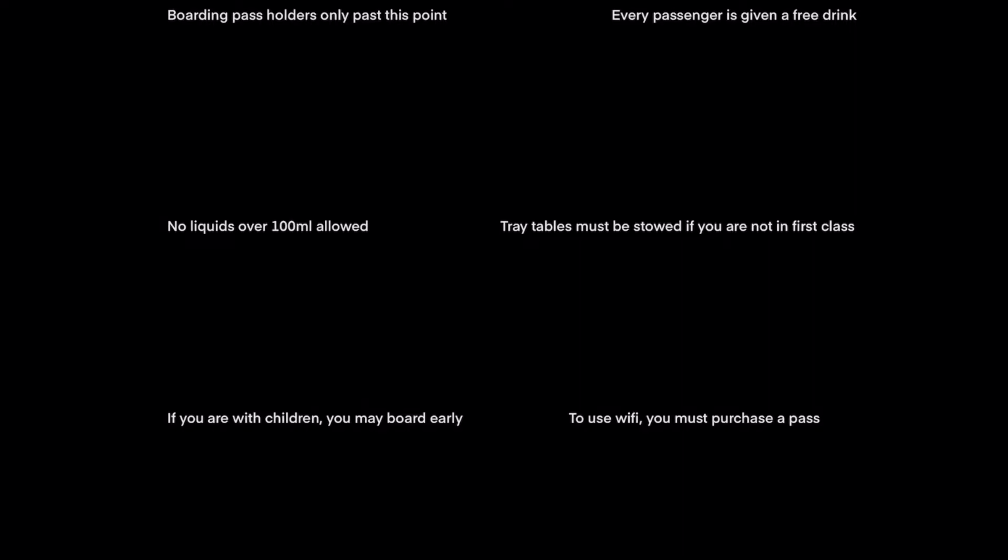So we want to be very clear that we understand the difference between what a necessary condition is and what a sufficient condition is. So let's take a look at some of the statements you might see or hear around an airport. The first one is, boarding pass holders only pass this point. So what does this mean, right? This means that if you want to go past this point, you must have a boarding pass. So it is necessary for you to have a boarding pass to go past this point.